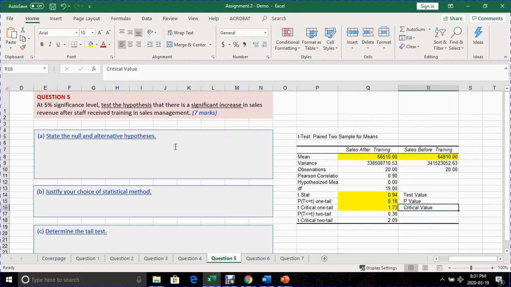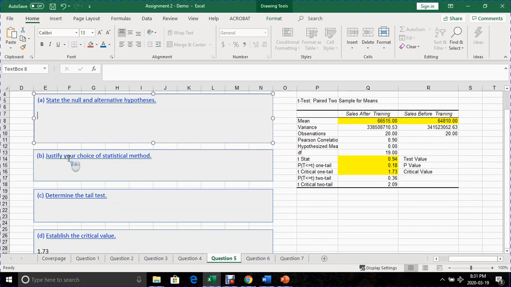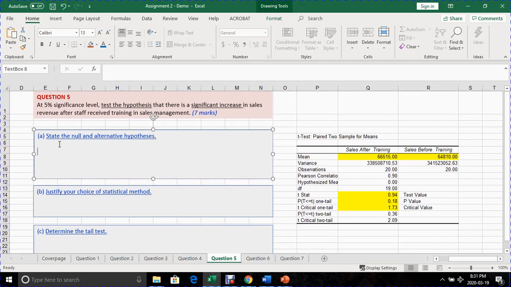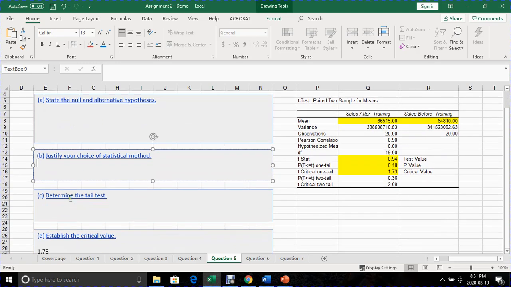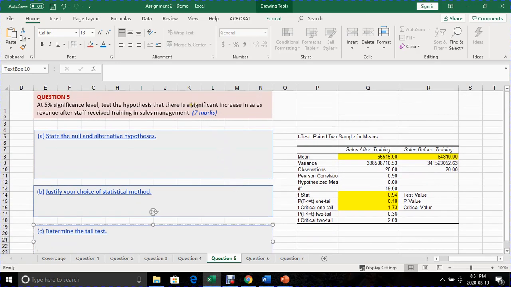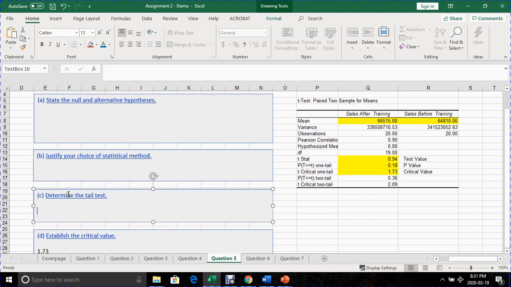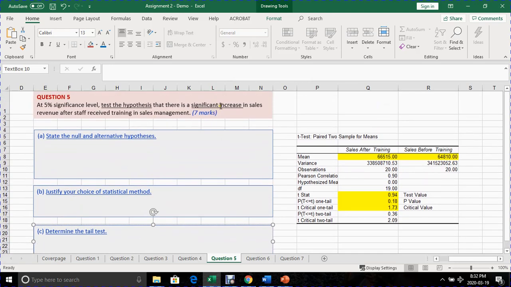So now we can go ahead and work through the 7 steps. We begin with stating the null and alternative hypothesis. Justify your choice of statistical method. Determine the direction of the tail test. In this case, we are looking at one tail to the right because the question is asking for a significant increase. So this is going to be one tail to the right. If it were a decrease, then we would be looking at one tail to the left.